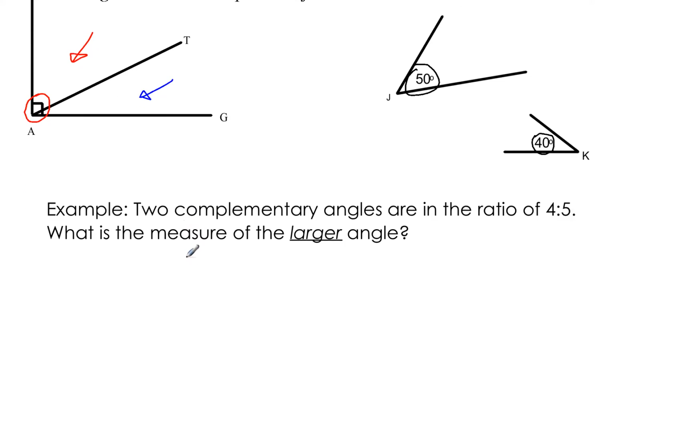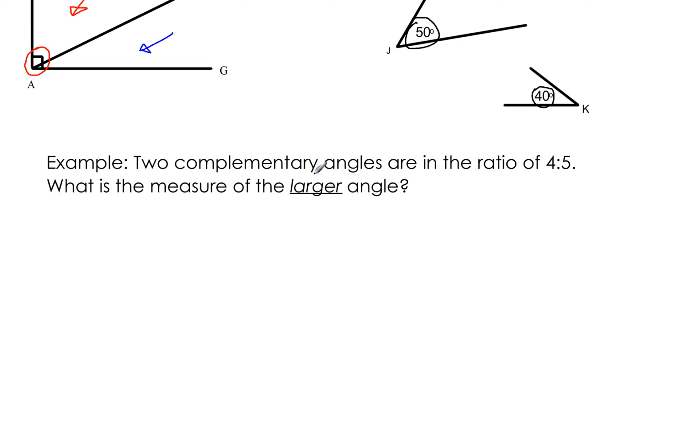Let's take an example. Two complementary angles are in the ratio of 4 to 5. What is the measure of the larger angle? So when two things are in a ratio, that means there is some multiple x times one of those angles plus that same multiple x times the other, whose sum is equal to 90 degrees. So we never write x4, we typically write or say 4x. So 4x plus 5x is equal to 90.